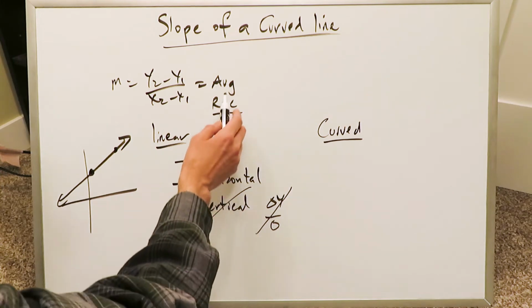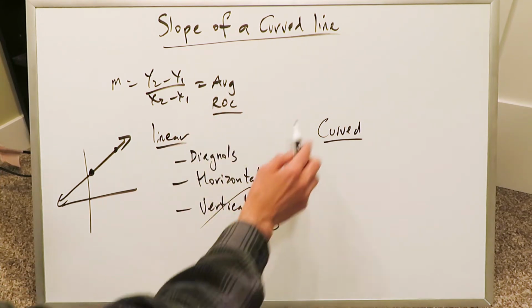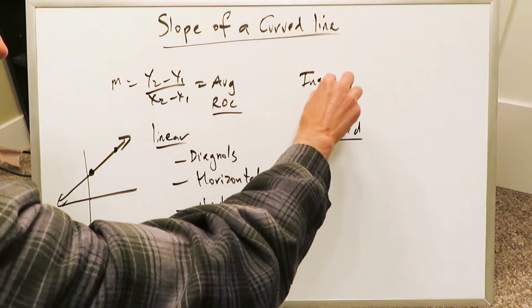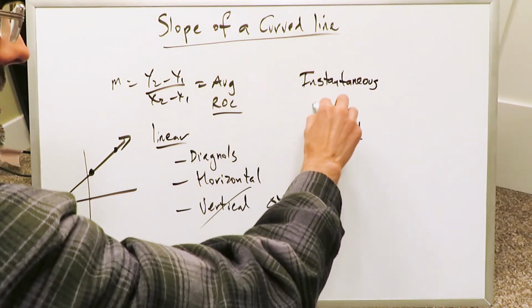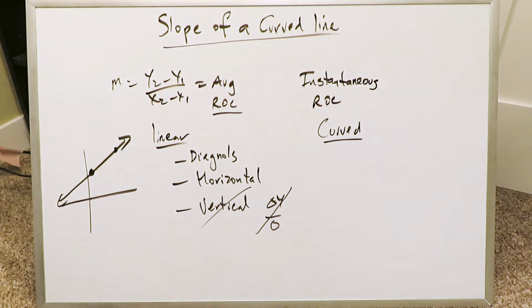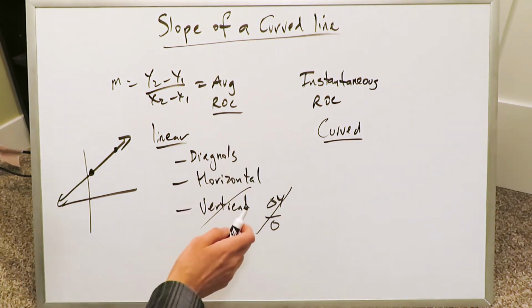For a curved line, you can't really rely on this average rate of change. You have to think about an instantaneous rate of change, because where you are on a curved line, the slope differs from one point to the next. That's the inherent fact of a curved line.